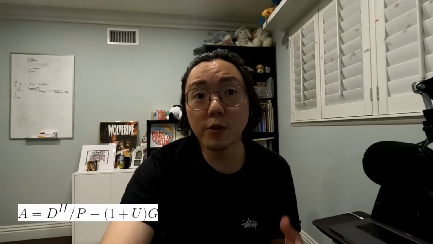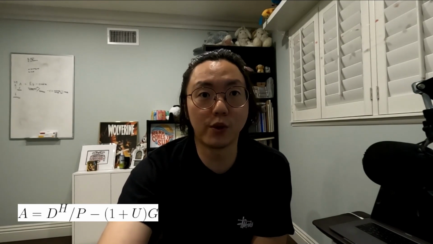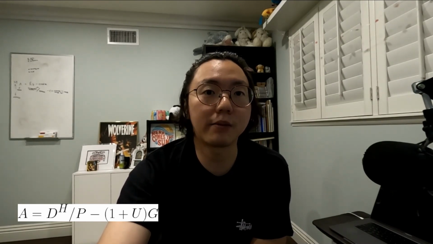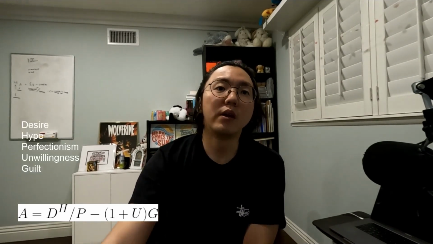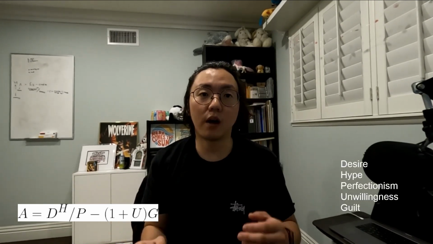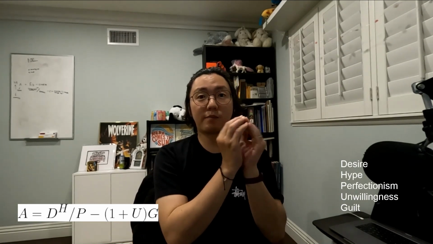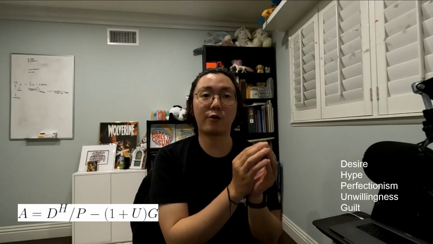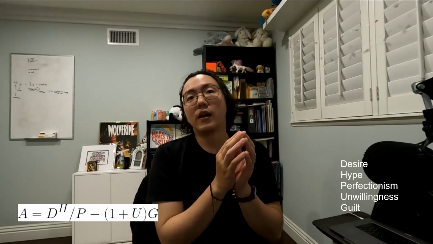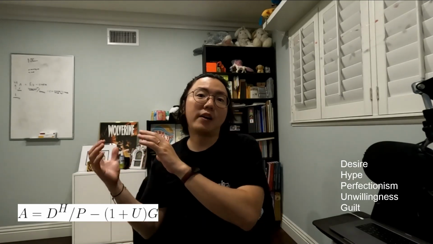And so the formula is this. You might be wondering, what is this math equation? And so I'm going to explain it. So action is basically a combination of the first part of the equation, which is D to the power of H divided by P, and then subtracted by 1 plus U and G, right?